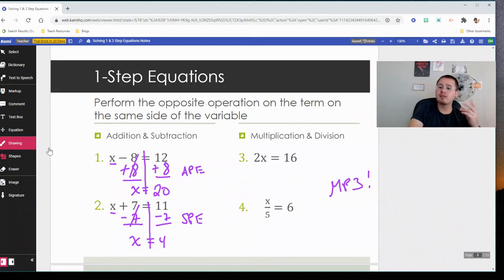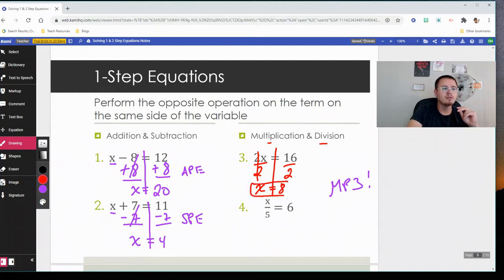So adding, subtracting, simple, easy peasy. Let's go to these other ones. Multiplication and division. Same deal, treat it the same way. Don't get it twisted. This is 2x, right? 2 times x. So to undo multiplication, you've got to divide by 2. Break that 16 up into 2 parts. How much is there? 8. That was the DPE, the division property of equality, dividing by 2 on both sides.